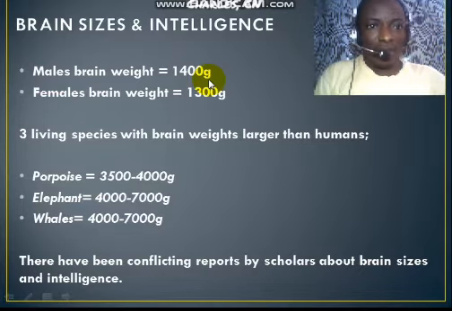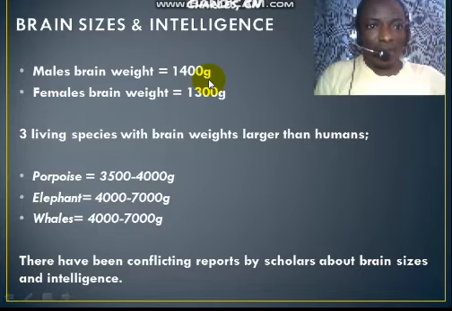Now, you cannot tell me that people with very big heads are doing better in your class than those with smaller heads. That is not true. And you cannot tell me that because males have larger brain sizes or big heads, they are more intelligent than the females in their class. No, that is not true. In the same way, you cannot tell me that females who have smaller brains or smaller heads in a class are more intelligent than the ones with very big heads. No, that is not true.